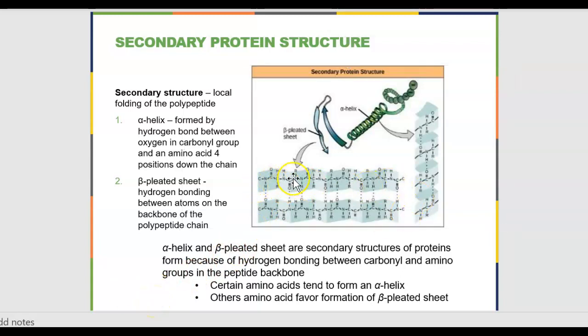One formation is like a pleat on your skirt. So some of these chains of amino acids can end up looking like they've been pleated. And others, or even within the same long primary structure, some of them can form these spiral shapes. So you can see this over here. This is called a beta pleated sheet. You can see that over here. And this is called an alpha helix. So beta pleated sheet and alpha helix are both considered secondary protein structure.